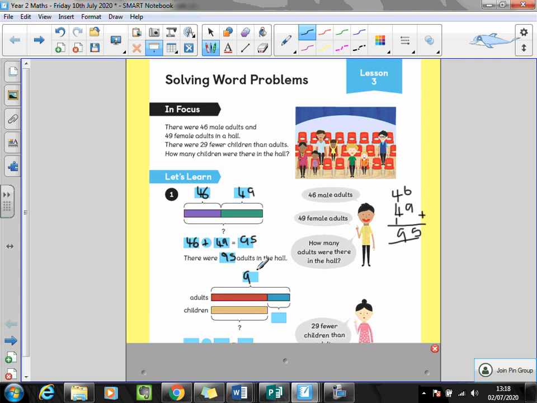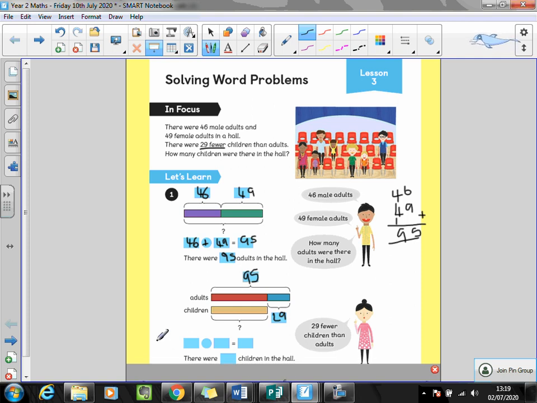I'm going to annotate the bar model. That's how many adults there are. And we know from the information there are 29 fewer children than adults. Okay, so there's our 29, because that part of the bar represents the 29 children that are fewer. So we need to work out how many children there are. Okay, 29 fewer children than adults. So we take the amount of adults there are, which is 95, and we subtract 29 because we know there are 29 fewer children than adults to give us the answer 66.